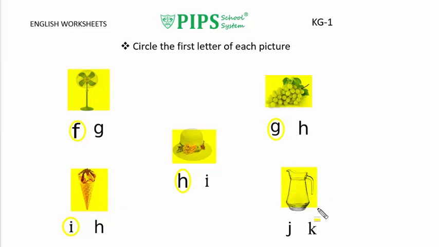This is a jug. The initial letter of jug is J. Sounds like J. J. Jug. Now we will circle the letter J.